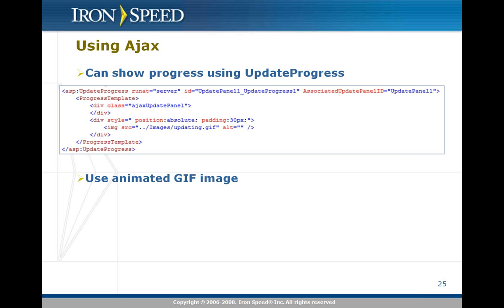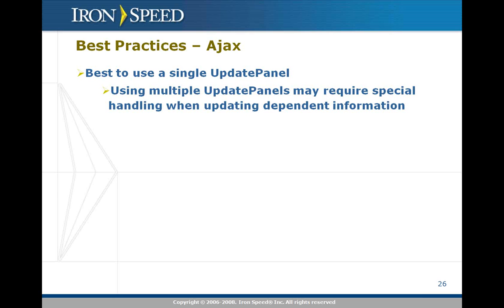You can also show what's called an UpdateProgress, essentially something going round and round, to show that, hey, there's something happening over there. And here's how you can hook up an animated image in order to show that update progress. Okay. What we recommend in terms of AJAX is to use a single update panel.